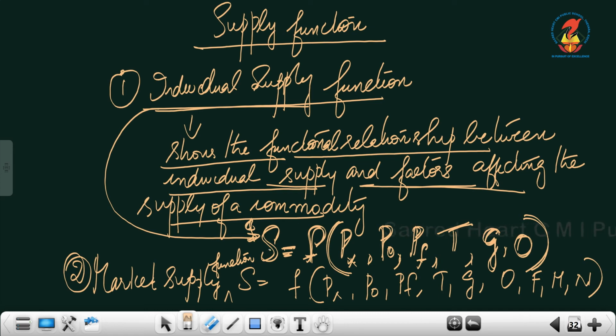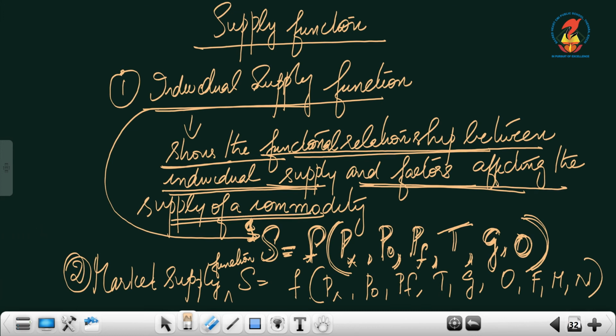So, S is the function of, if you want you can write IS. IS is the function of PX, PO, PF, T, G and O. Okay, this is all about the individual supply function. Now, how will you define market supply function? You can take this: it shows the functional relationship between market supply and factors affecting market supply of a commodity.